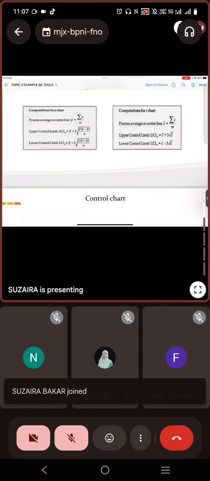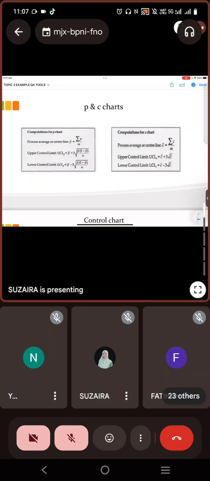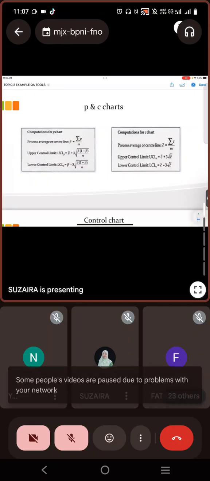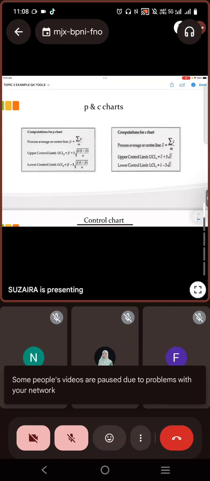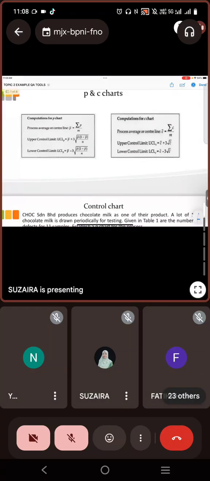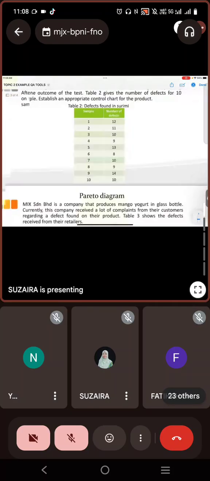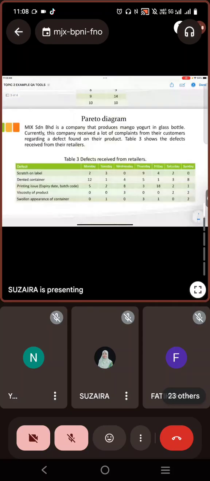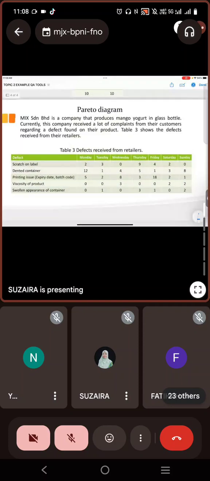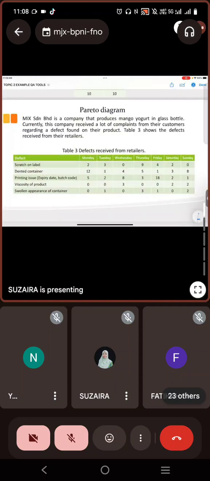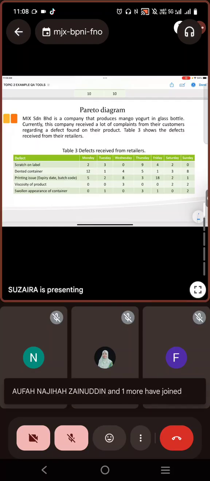Okay, if you still remember, I asked you to try and develop the Pareto diagram. Okay, for this one, the Pareto diagram. So probably we can discuss a little bit on this one before we move to P chart and C chart, right? So I hope that everybody can try this out, right?